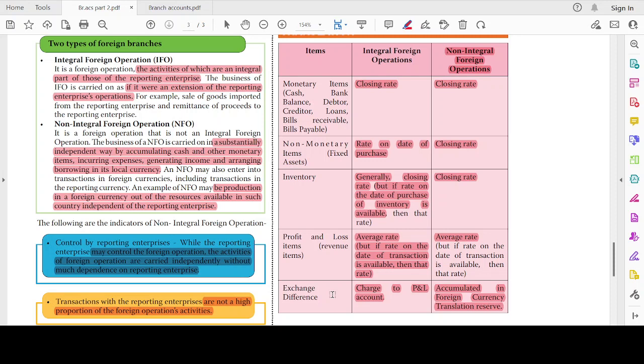Let's say you are asking me a question: how will I find the foreign currency exchange difference? Now we have to convert all the assets based on the rates which are applicable as per this table, and then all liabilities and equity at this rate. What happens is the trial balance will not tally, because of the foreign exchange difference. The amount which tallies the trial balance will be known as exchange difference.